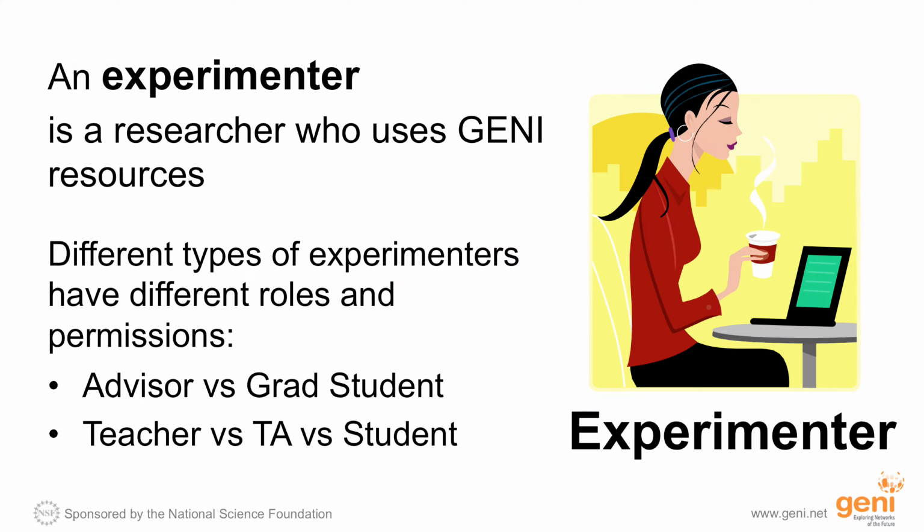An experimenter is a researcher who uses GENI resources. Different types of experimenters have different roles and permissions. For example, an advisor and their graduate student have different roles and permissions. Likewise, a teacher, a TA, and their student have different roles and permissions.